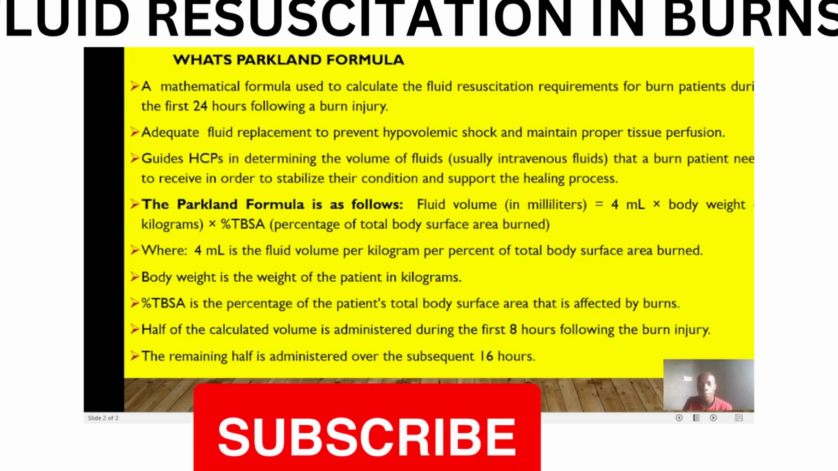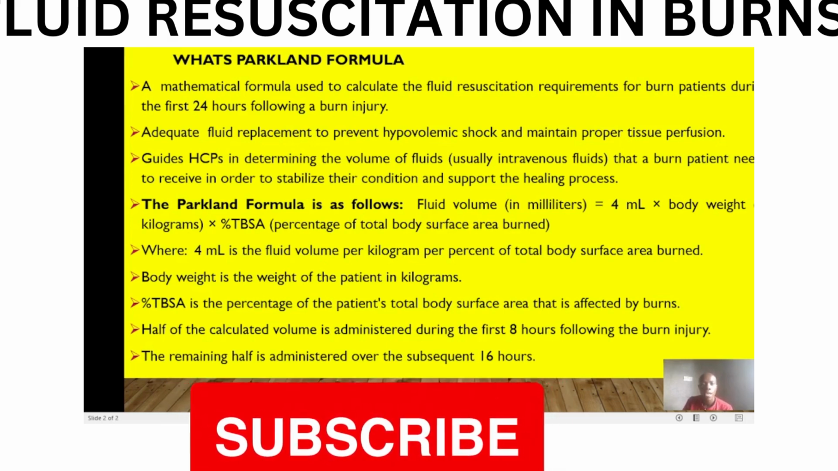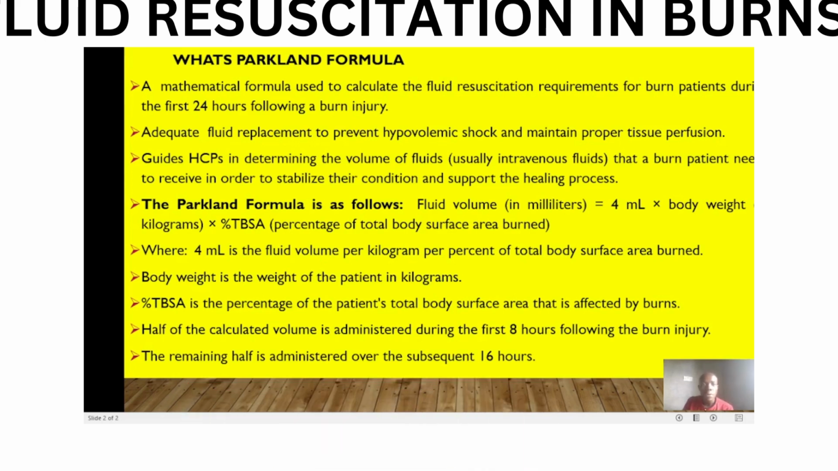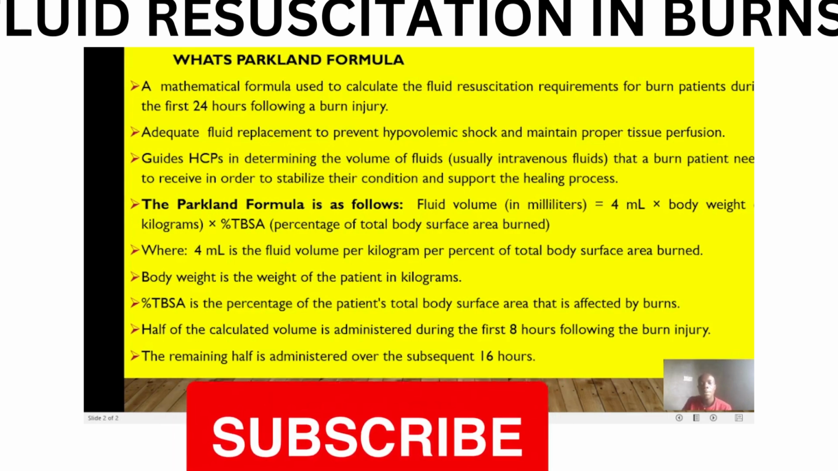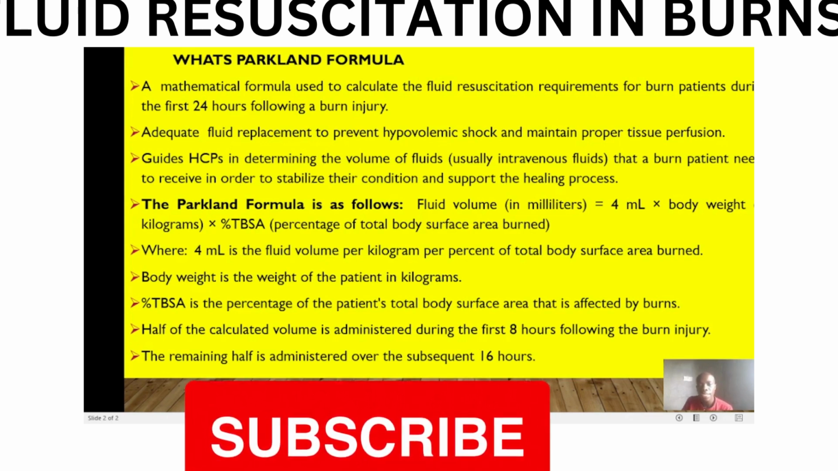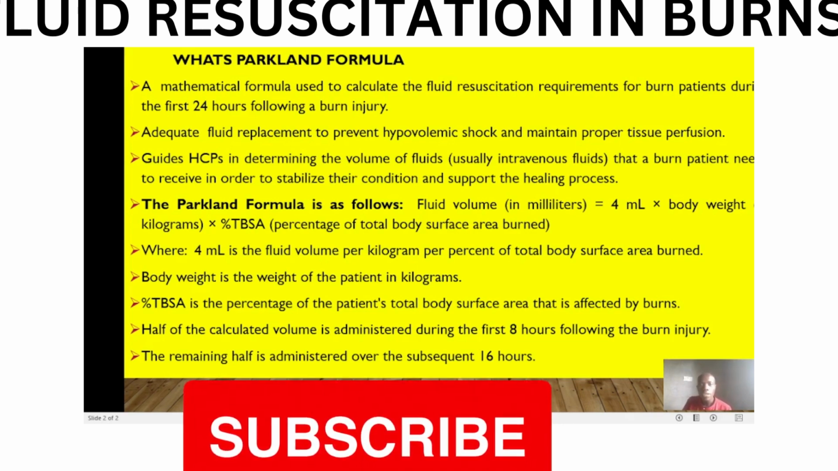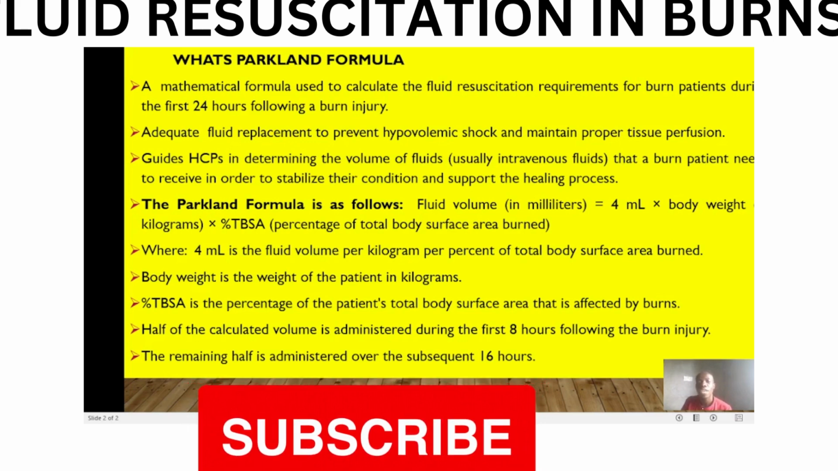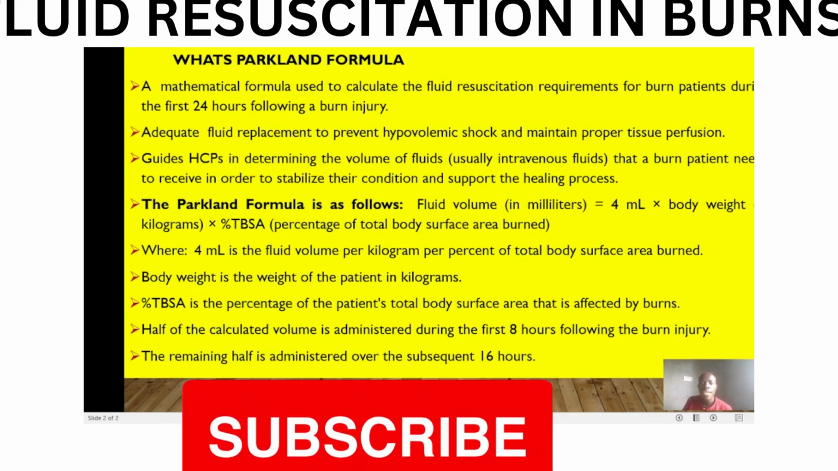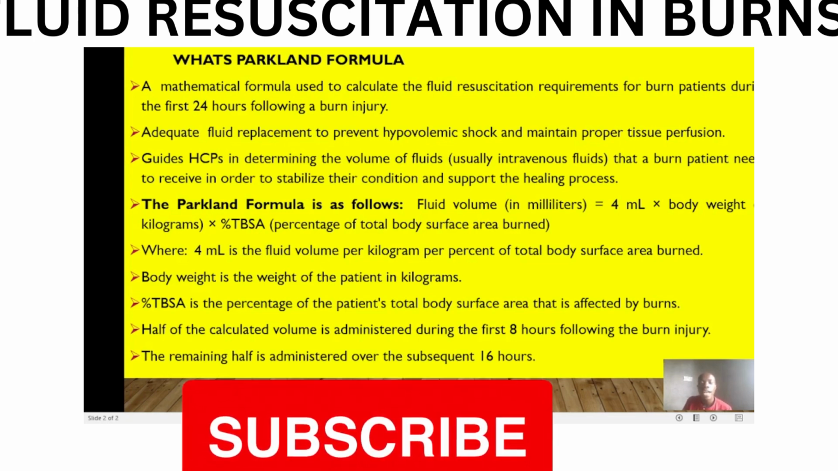You take 4 mL times the body weight in kilograms times the total burn surface area. So where is 4 coming from? The value 4 in the Parkland formula represents the amount of fluid replacement required per kilogram of body weight for each percentage of the total body surface area. This value is based on empirical observations and clinical experience, and it reflects the estimated fluid loss and metabolic demands that occur following a burn injury.